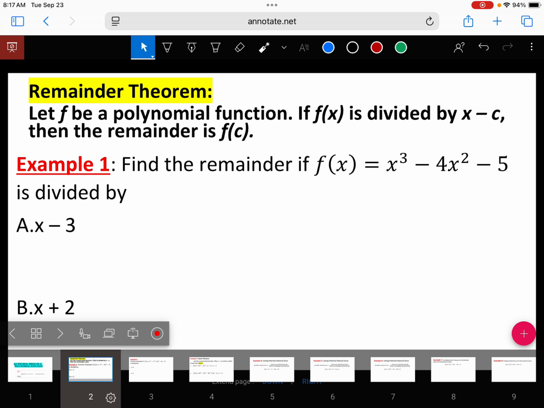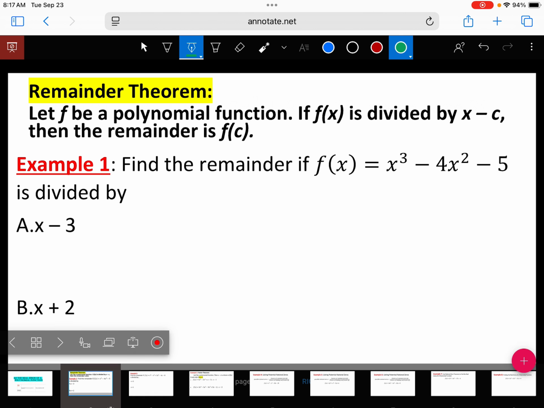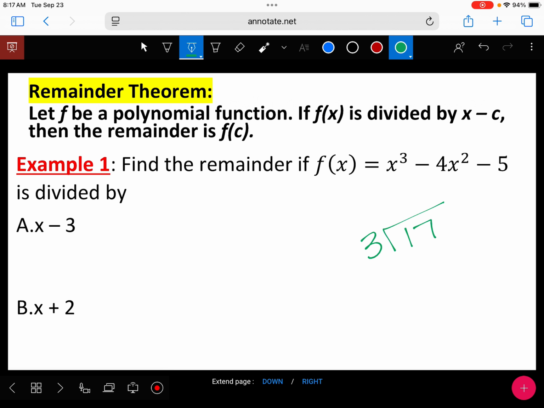A remainder is what you get when you divide by a number that's not a factor. So for example, if I were to divide 3 into 17, what would be my remainder? 2, because 3 can go into 17 5 times. So that would give me a remainder of 2.